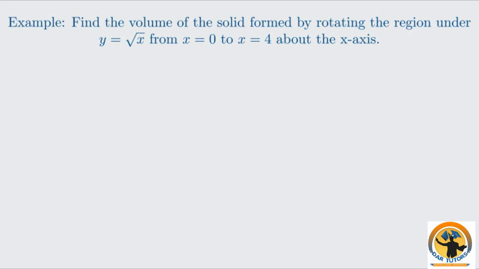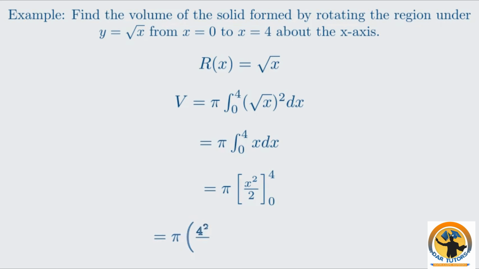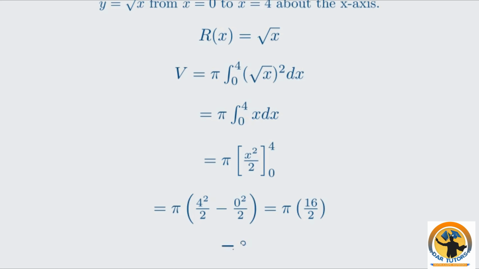In this case, the axis of revolution is the x-axis, and the region is flush against it. The radius r of x is simply the function value, square root of x. So, the volume is pi times the integral from 0 to 4 of the square root of x, squared, dx. This simplifies to pi times the integral of x dx. Now we evaluate the integral. The antiderivative of x is x squared over 2. Evaluating from 0 to 4, we get pi times 16 over 2, which is 8 pi. The volume of the solid is 8 pi cubic units.